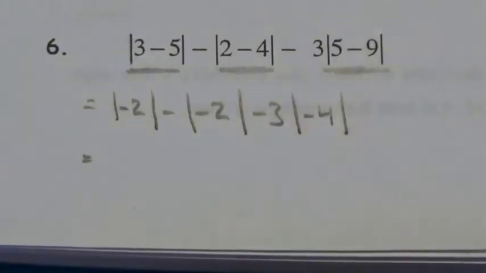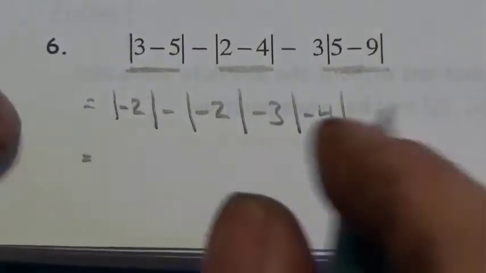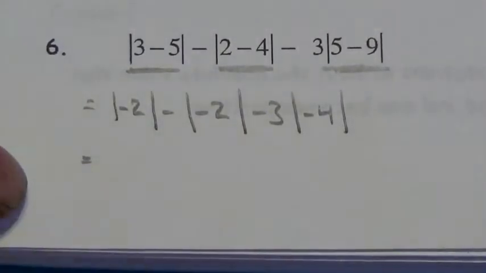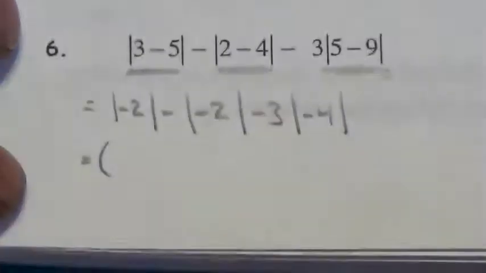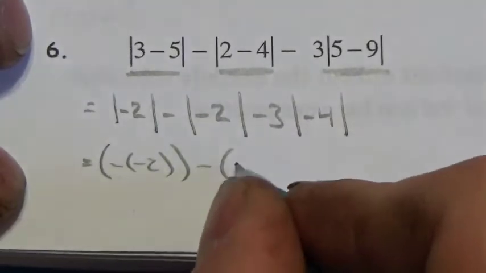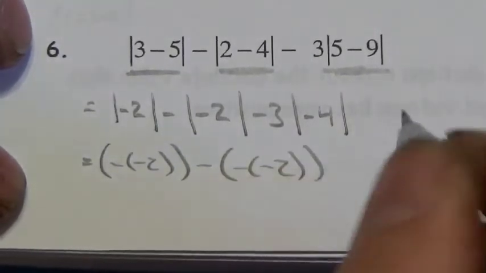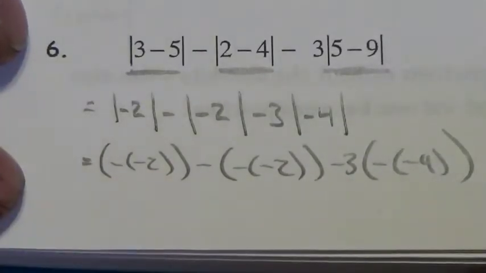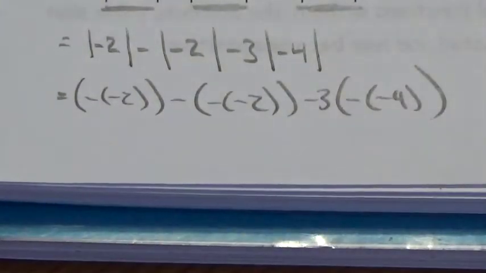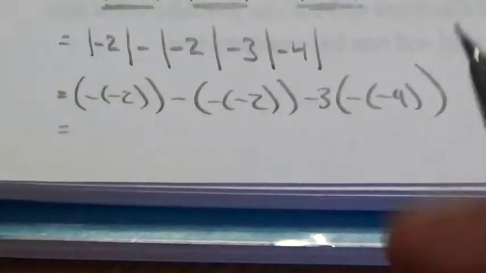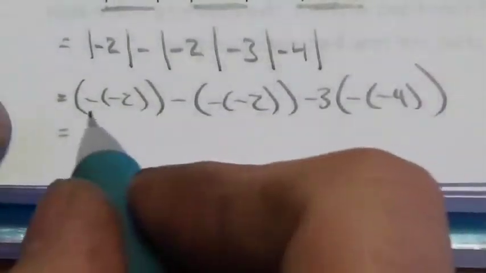Okay, so now in every case here, I ended up getting negatives inside the absolute values. Well, those absolute value symbols are going to throw negatives in front of those. So this will become the negative of negative 2 minus the negative of negative 2 minus 3 times the negative of negative 4. I've got a lot of brackets going on there. And I know some of you have probably already been able to jump to the answer here, but I want to make sure that those of you who are a little bit more uncomfortable with this can follow what I'm doing here.